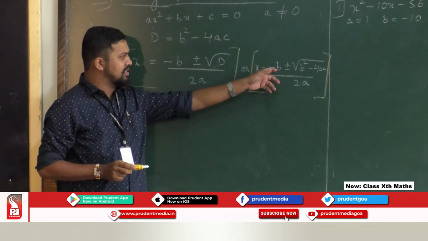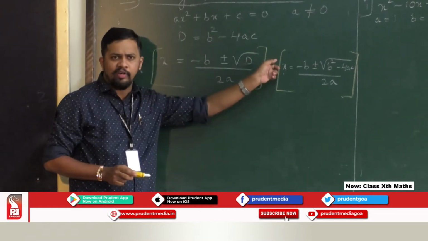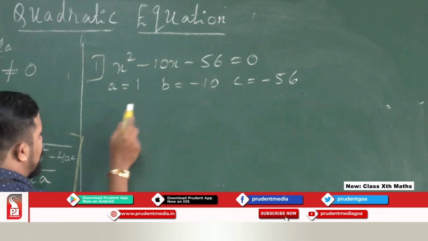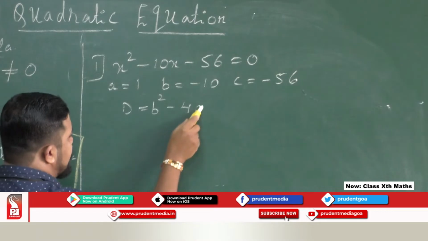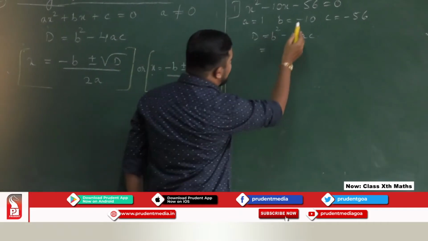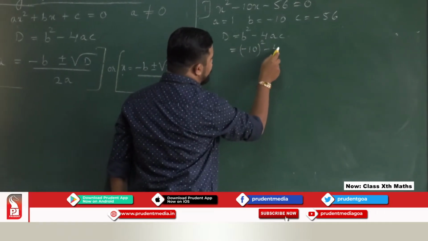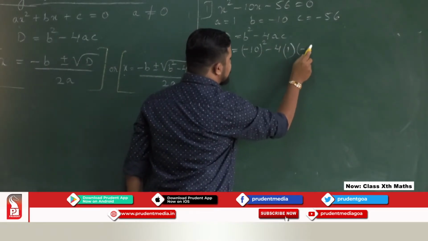Now either I can use this formula directly and find the roots, or I can first find d separately and then use it. So let me first find d. D is equal to b square minus 4ac. Now what is my b? B is negative 10, minus 4, a is 1, c is negative 56.